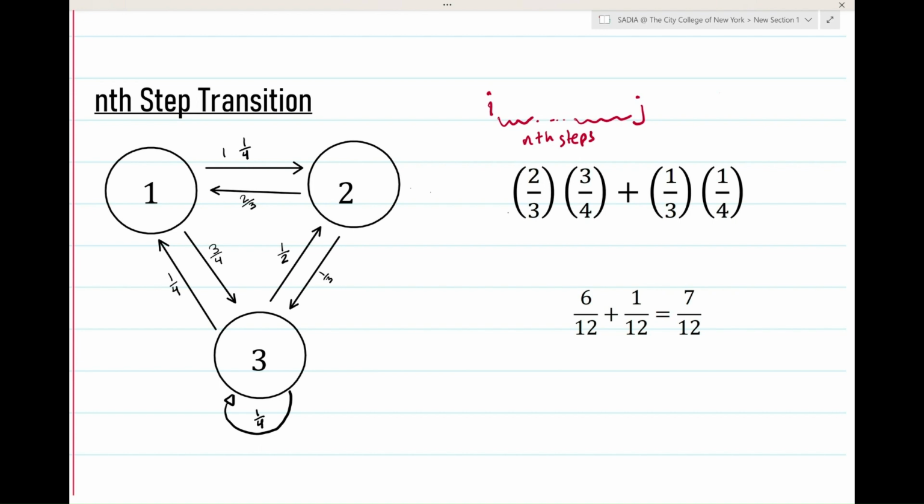So the first way is by going from state 2 to state 1 first, and then you have 2/3, and then you go from state 1 to state 3, which is 3/4. Another way you could do that is by going from state 2 to state 3, which is 1/4, 1/3, and then you self-loop back to state 3, which is 1/4.